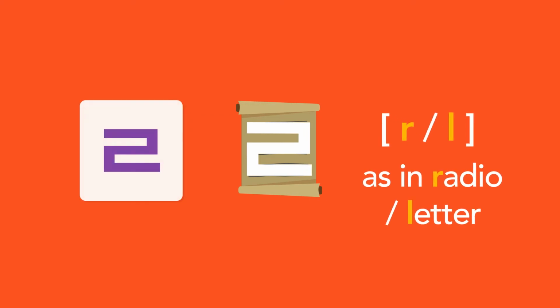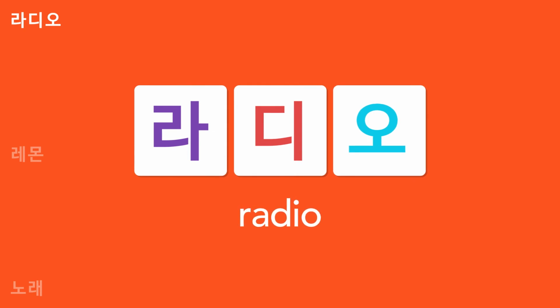Ru, ru, ru. In Korean, there's just 1 letter to represent the English R and L sounds. However, the pronunciation of these equivalents is a little different in each case. Listen carefully to the following words.